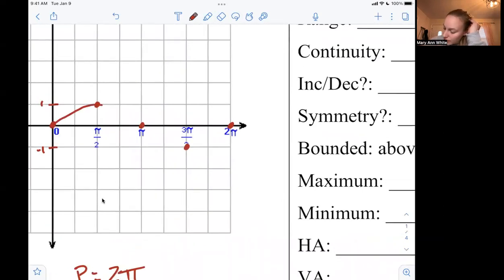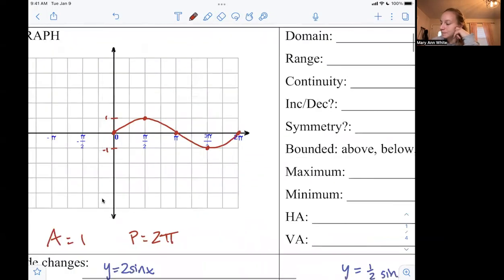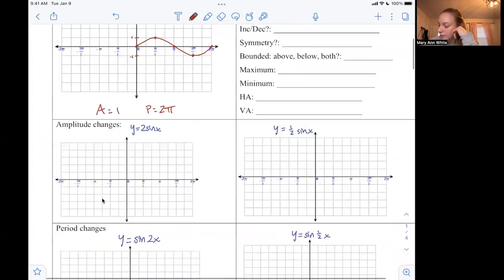So I'm going to connect my points with a nice little curved edge. And when I ask you to graph, this is all I need to see. I need to just see these 5 points. You don't need to go further, even though we know sine waves go on and on forever. You don't need to show me that. Let me go remind you about cosine too.